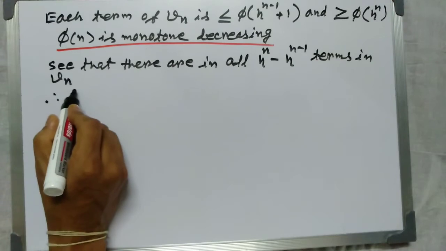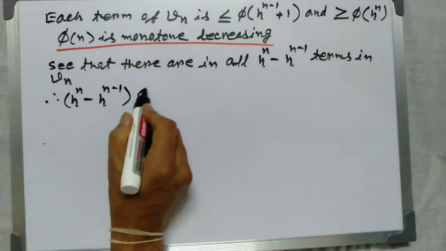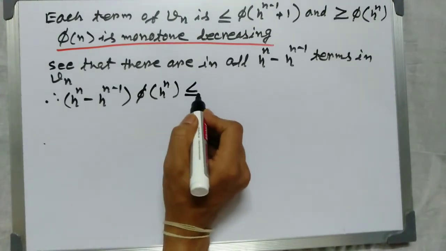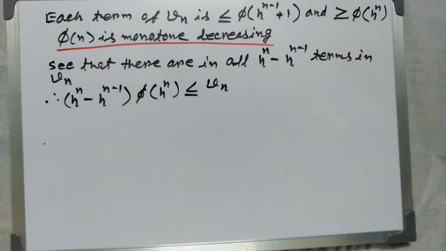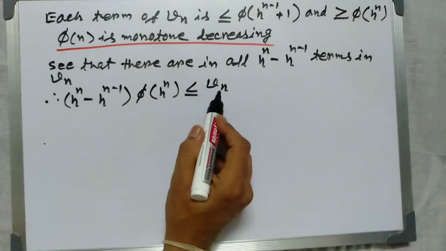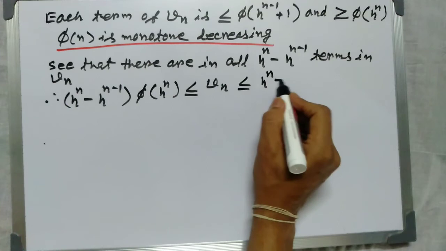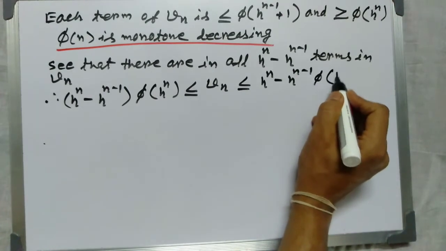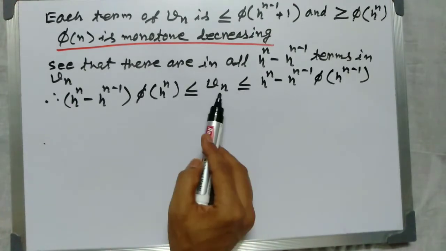Therefore, h to the power n minus h to the power n minus 1 times phi h to the power n is less than or equal to Vn, as follows. And h to the power n minus h to the power n minus 1 times phi h to the power n minus 1 is greater than or equal to Vn.